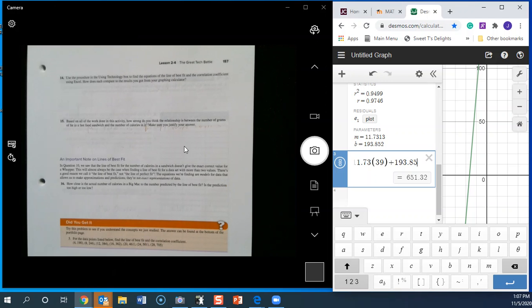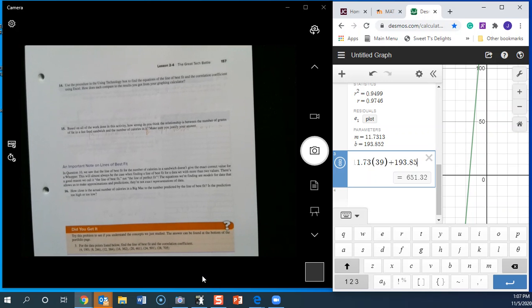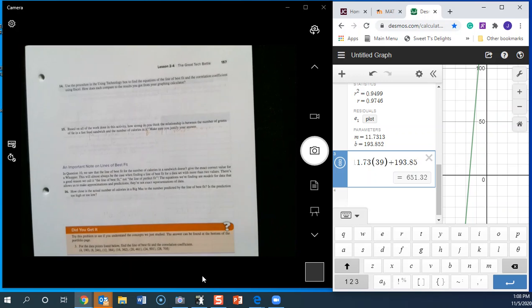All right, now we're going to move on. It says problem 14, use the procedure in the using technology box to find the equation of the line of best fit and correlation coefficient. Okay, we're not using the Excel portion here, so we won't do problem 14 and 15.